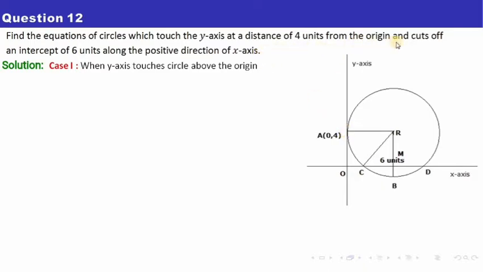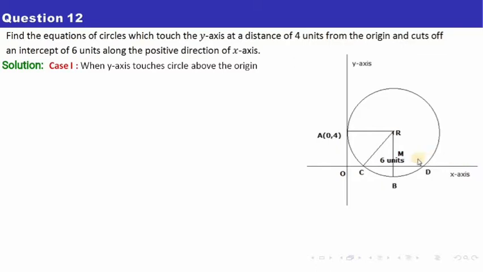Now another thing that is given is that it cuts off an intercept of 6 units along the positive direction of x-axis. So the circle cuts the x-axis and makes an intercept of how much? 6 units. So this circle cuts and intercepts CD, isn't it? This is the part of the x-axis which is cut by your circle. That's why this part, that is CD, is given to be 6 units, and it is cutting along the positive direction of x-axis.